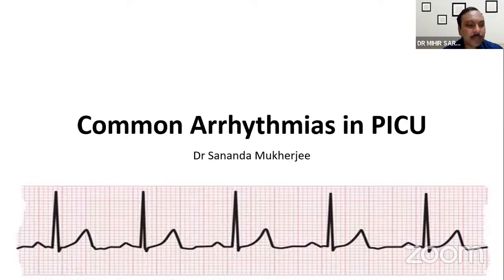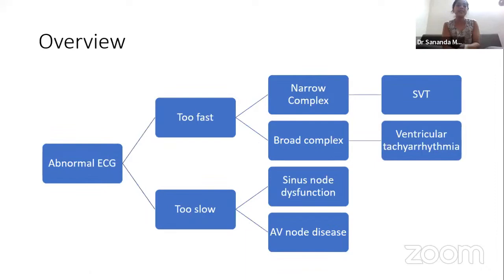Today I'm trying to make my presentation as simple and as less repetitive as possible. These are the common arrhythmia patterns that we have found in the PICU. Once we see an abnormal ECG, there are two categories: whether it's too fast or too slow. If it's too fast, we analyze whether the QRS complex is narrow or broad. Narrow complex tachycardias are usually supraventricular tachycardias, and broad complex ones are the ventricular tachyarrhythmia groups.